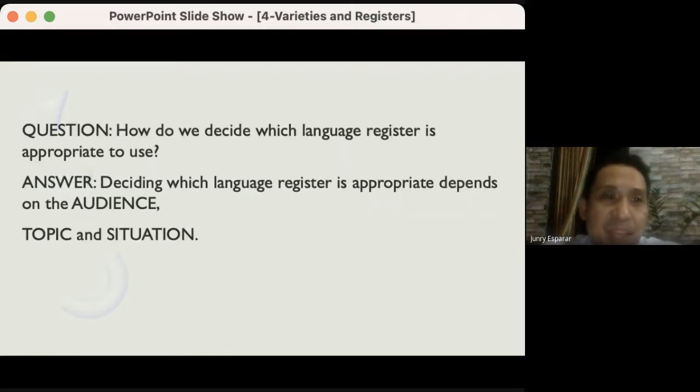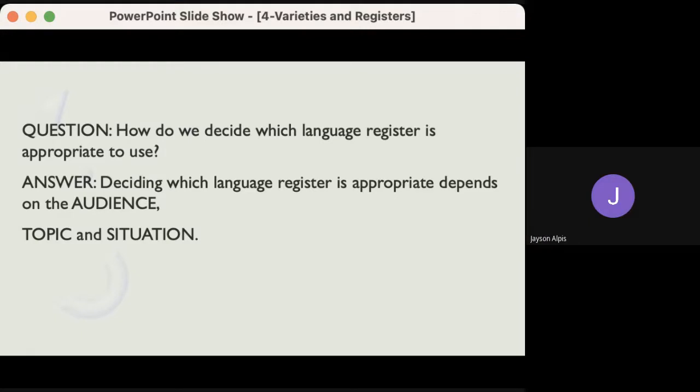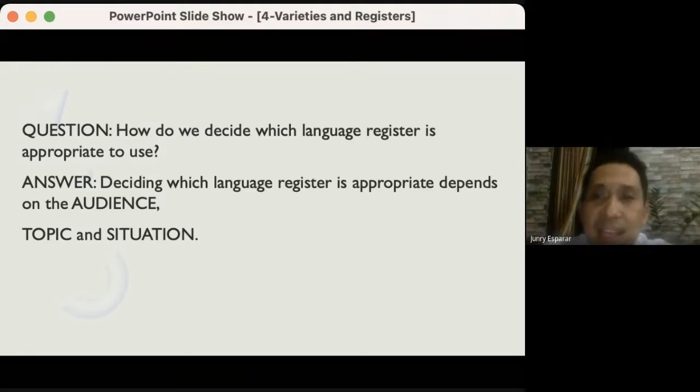Now, question: how do we decide which language register is appropriate to use? Answer here: deciding which language register is appropriate depends on the audience, the topic, and the situation. Again, that's the rule of thumb. The question here is, how do we decide which language register is appropriate to use? Again, the answer is deciding which language register is appropriate depends on the audience, the topic, and the situation.